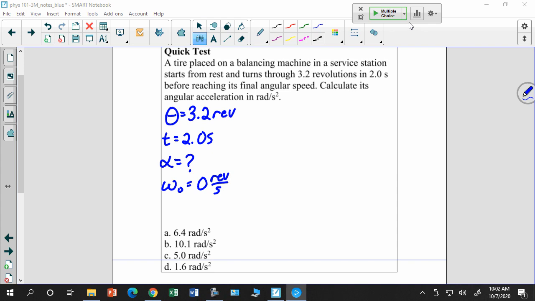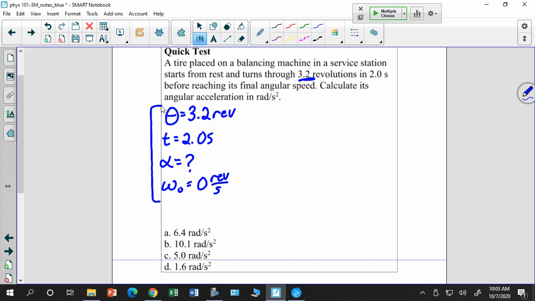at this point, you could convert your theta into radians, or you could wait until the end. I'm going to wait until the end. So here I've written down what I know. I know that theta is equal to 3.2 revolutions. I know that the time is 2 seconds, that it goes from 0 to 3.2 revolutions in 2 seconds, and that it initially has 0 angular speed. I don't know its final angular speed, but I don't need to know it at this point. All I really need to know is what is the angular acceleration.